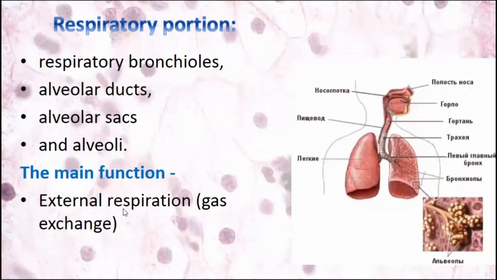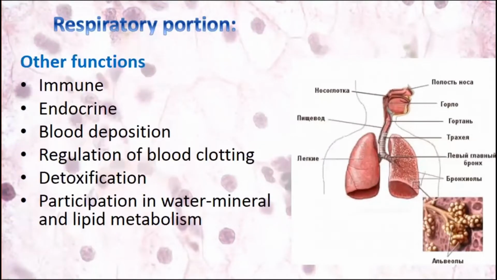And the respiratory portion provides the main functions of the respiratory system. It provides external respiration, gas exchange. We release carbon dioxide and we receive oxygen from the air, from the outer environment. The respiratory portion includes respiratory bronchioles, alveolar ducts, alveolar sacs, and alveoli, the basic structures of the respiratory portion. Today we'll talk about their microscopic structure and how they provide their functions.